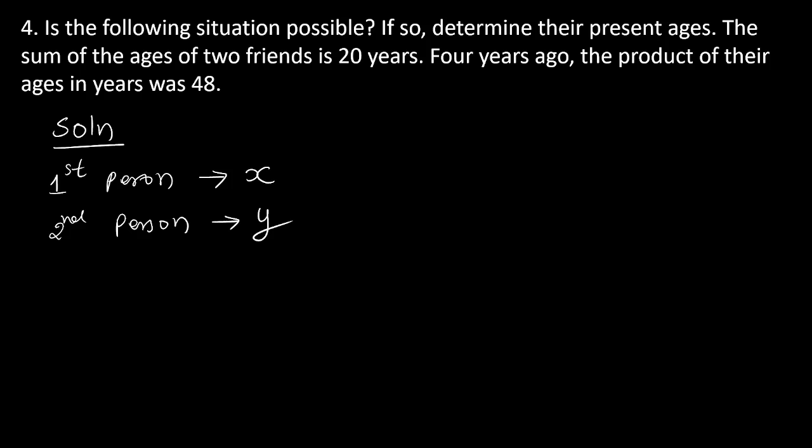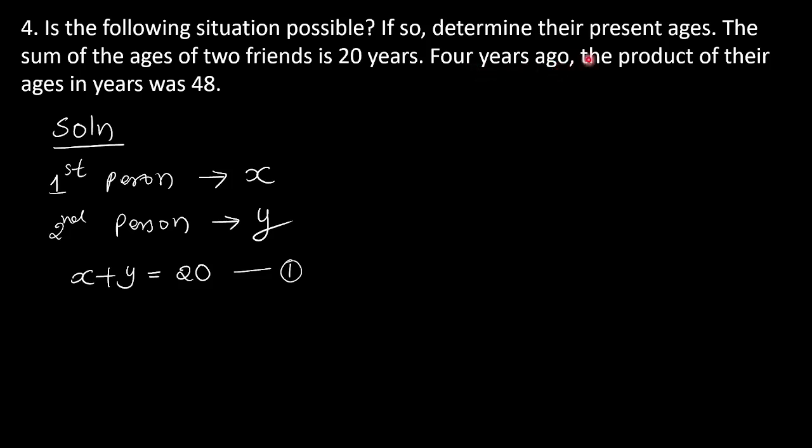Okay. So the condition is the sum of their ages is 20. So that means that x plus y equal to 20. Is it correct? x plus y equal to 20. So the sum of their ages is 20. Okay, we have a condition x plus y equal to 20. Any other condition given?